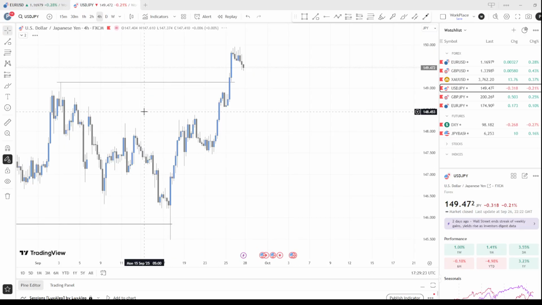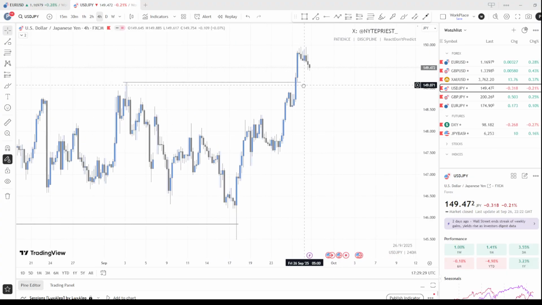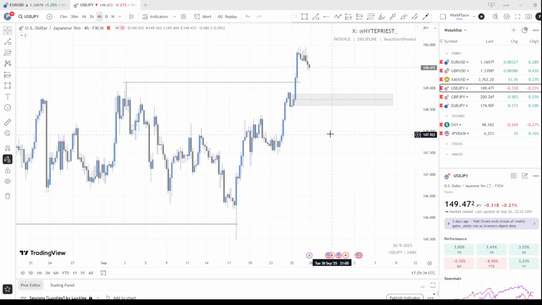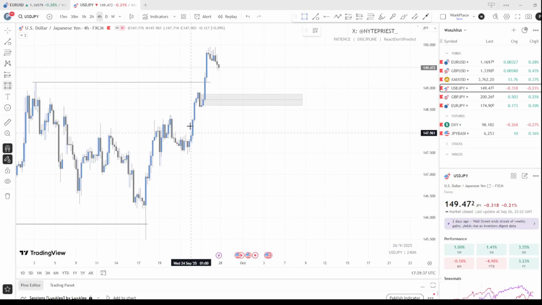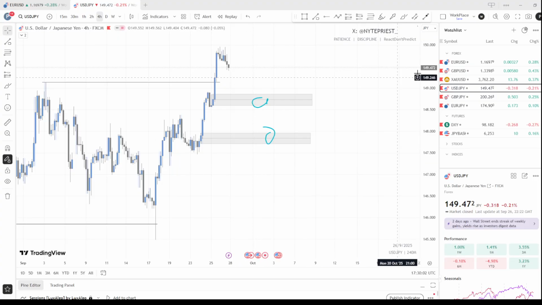So on the daily time frame, on the 4 hour time frame, we're having this other block, and also this other block. Okay. No, it's this other block. Okay. So I'll be looking to see how price reacts on these other blocks to buy.